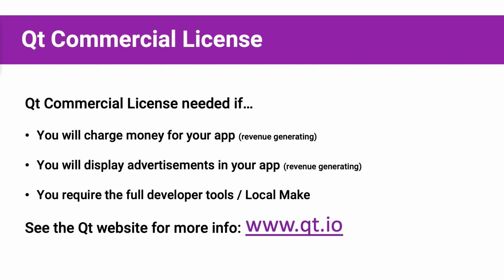The last licensing I'm going to talk about is not common for AppStudio developers, but is something you need to consider if these scenarios apply to you. AppStudio is built on a framework from the Qt company, and a Qt commercial license is required if you're going to do one of the following: charge money for your app, display advertisements in your app, or if you require the full set of developer tools from the Qt company for doing tasks like a local make or a local build of your apps. For more information about Qt commercial licenses, visit the qt.io website.